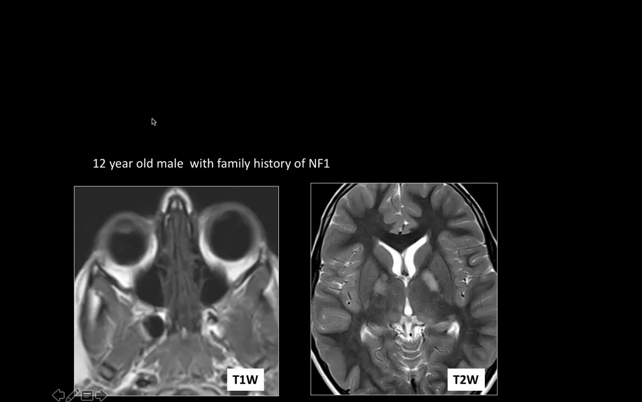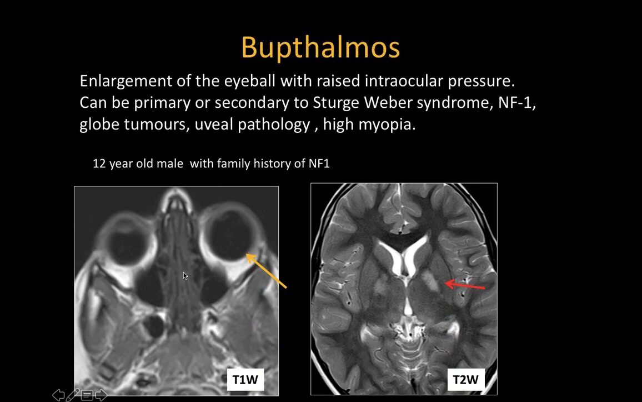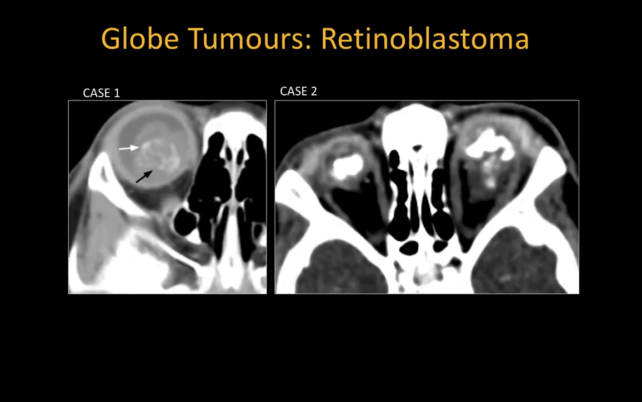Now, this is a 12-year-old male with family history of NF1. So, this child has large orbits or large globes. This is basically buphthalmos, which is actually enlargement of the globe along with raised intraocular pressure. It can be primary or it can be secondary to Sturge-Weber syndrome, NF1, like in this patient, globe tumors, uveal pathology, or can be seen in high myopia. This child also had abnormal white matter signal in bilateral globus pallidi, which is classically seen in NF1.